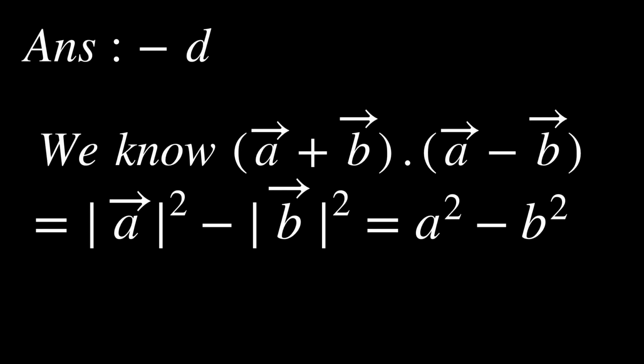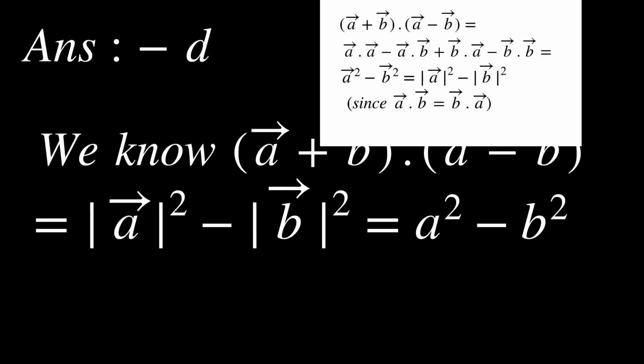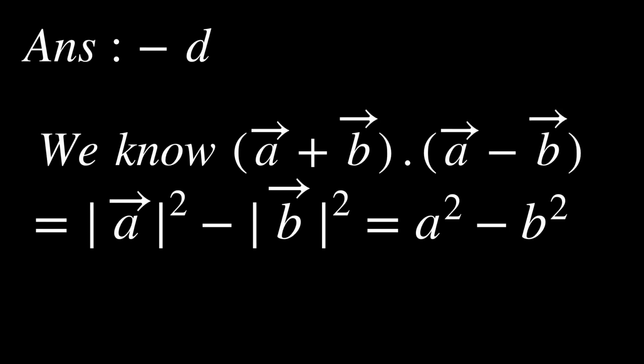Now we will see how it came. Multiply each term of the first factor with each term of the second factor. (A vector plus B vector) dot (A vector minus B vector) is A vector dot A vector minus A vector dot B vector plus B vector dot A vector minus B vector dot B vector, which can be simplified as A vector square minus B vector square, which is nothing but modulus of A vector the whole square minus modulus of B vector the whole square, which is nothing but A square minus B square.